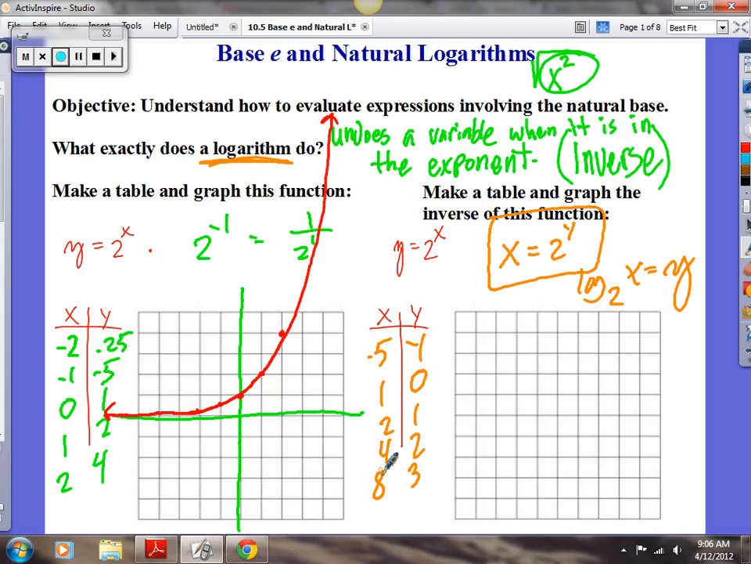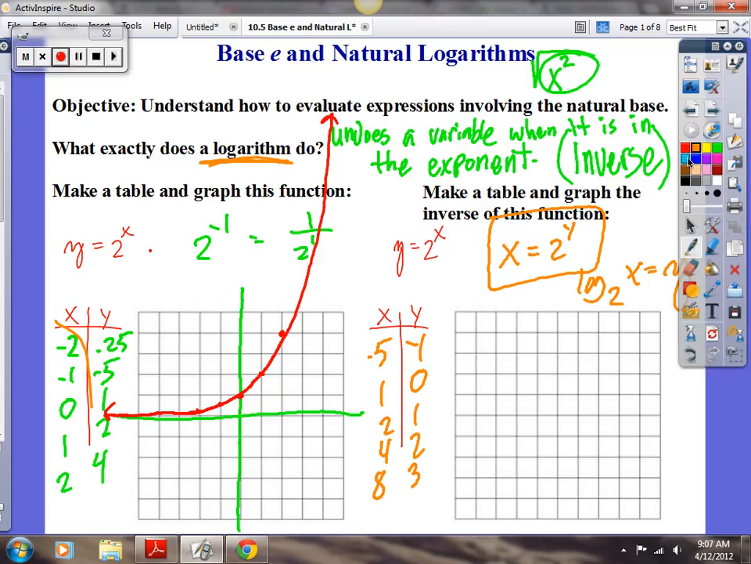Okay, now what do you notice about these tables? They're the same, but how are they different? They're just, the domain and range are switched. Look, all your x's become all your y's, which is the inverse. What do we do to find the inverse? You just switch your x and y, right? So all you do is switch your table. All your x's become your y's.